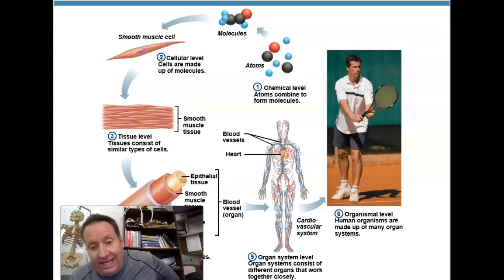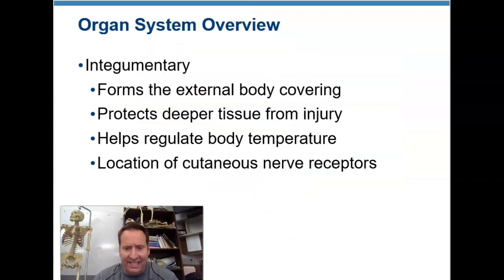Now we're going to take a look at the 11 major organ systems. These are the 11 major organ systems that we're going to take a look at throughout the whole entire year in this particular class itself. So the first major organ system that we have is the Integumentary System. The Integumentary System is basically going to be an organ system that's going to cover the outside of your body. It forms your body's external covering.